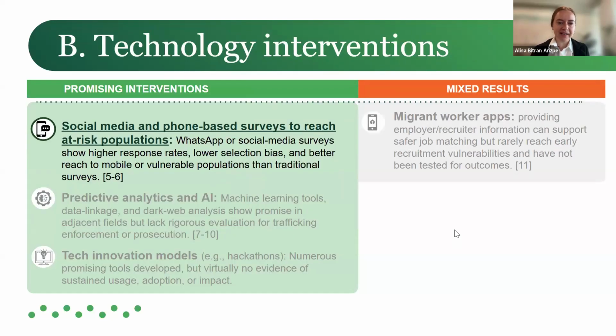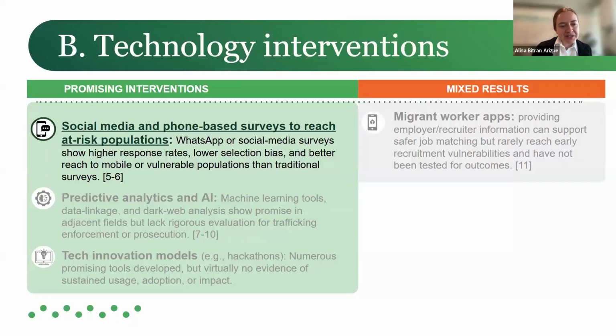And then next slide. And finally, to end with technology interventions. In terms of promising interventions, the first one that we have here is more of a methods one, but we still wanted to include it because there are some rigorous studies showing that social media and phone-based surveys are very effective in reaching at-risk populations. This is actually research that's coming directly from IPA that's showing that WhatsApp or social media surveys can show higher response rates and lower selection bias, particularly for highly mobile or difficult to reach populations. So again, a methods finding for the human trafficking space where it's very difficult to reach some of these populations. This is a promising area of methods.